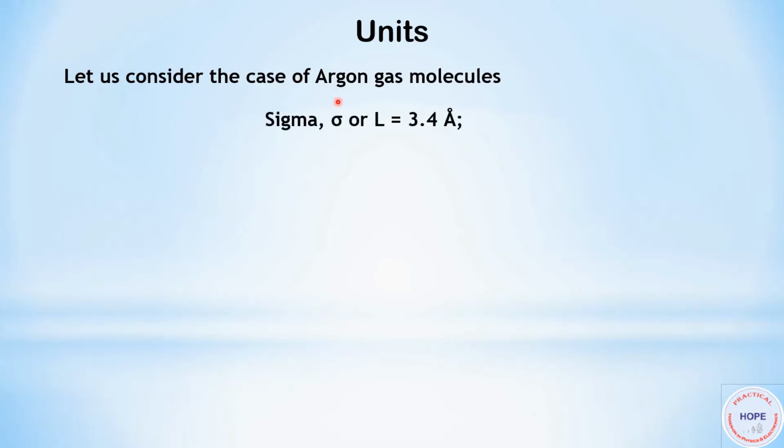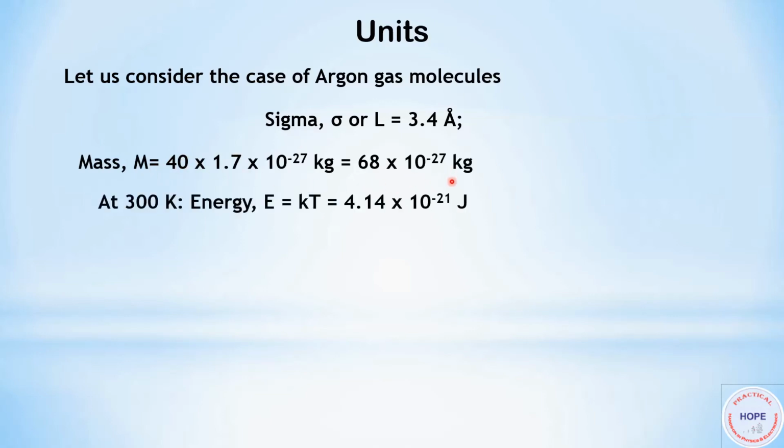Finally, the units. We have not discussed units yet. Let us consider the case of argon. For argon, sigma or L is 3.4 angstrom. Mass is 40 mu, so it is 68 into 10 raised to the power minus 27 kg. At 300 Kelvin, energy is given by this. We can calculate time equal to square root of mL square by E.